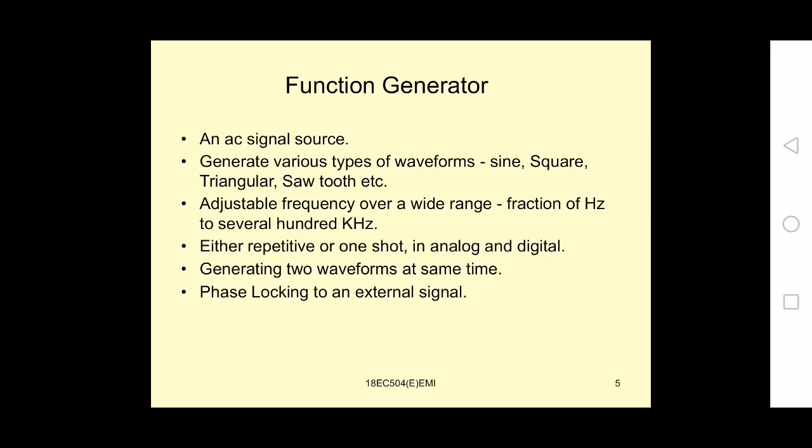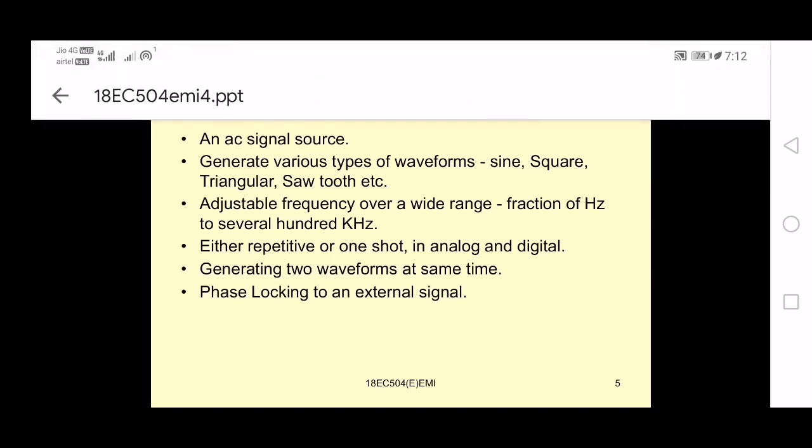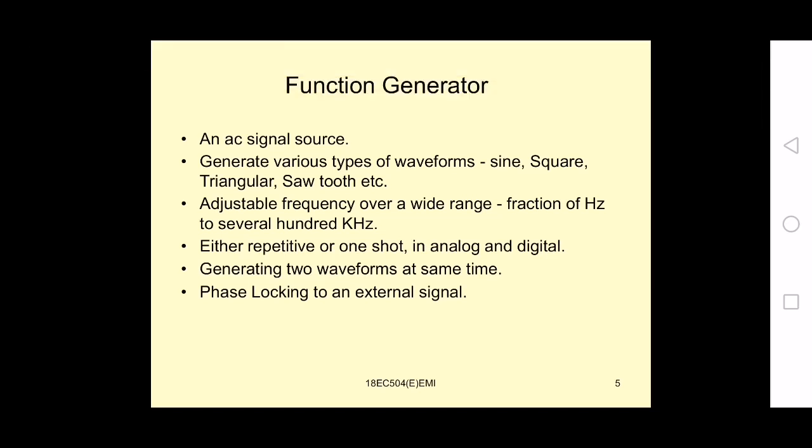So what is a function generator? It is an AC signal source which generates various types of waveforms, that is, sine wave, square wave, triangular and sawtooth waveform, with adjustable frequency over a wide range. Whatever signals are generated by the function generator, their frequencies can be adjusted over a wide range, from a fraction of hertz to several hundred kilohertz.